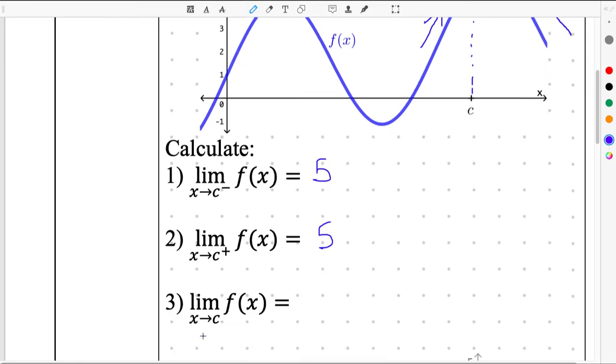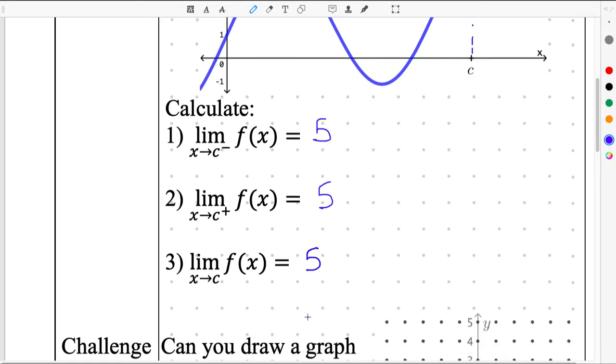All right, and Claire, you get this one. How do I read number 3? The limit of x approaching c for both sides. There it is. And what is that, Claire? 5. Yeah, if the left-hand limit and the right-hand limit are the same, obviously the double-sided limit is the same as well.